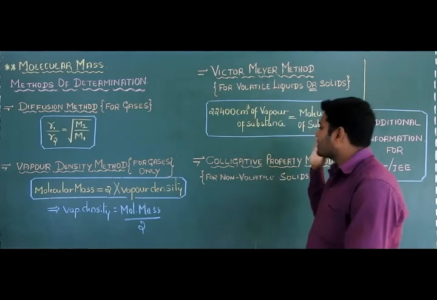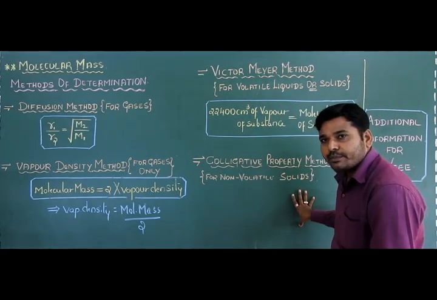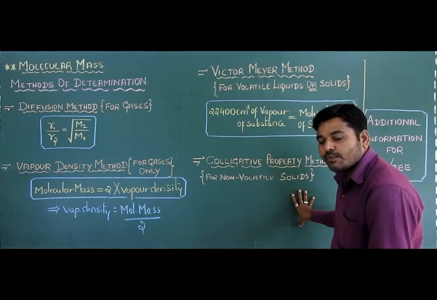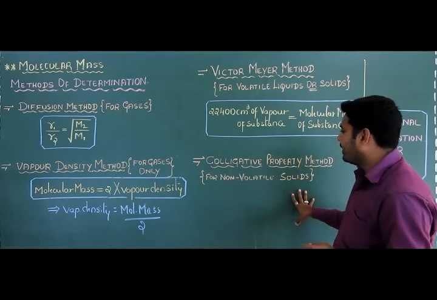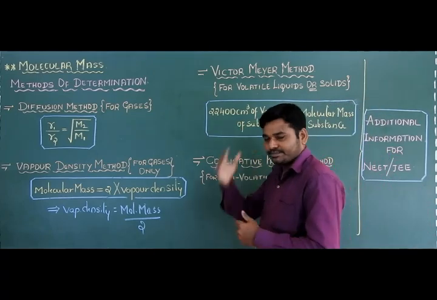And now coming to the last method, the fourth important method of determination of molecular mass, that is under the heading colligative property method.